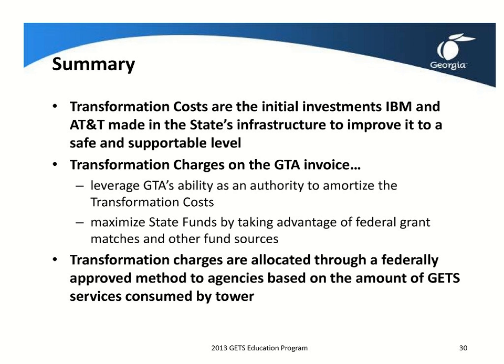Transformation charges on the GTA invoice leverage GTA's ability as an authority to amortize transformation costs and maximize state funds by taking advantage of federal grant matches and other fund sources. Transformation charges are allocated through a federally approved method to agencies based on the amount of GETS services consumed per tower.